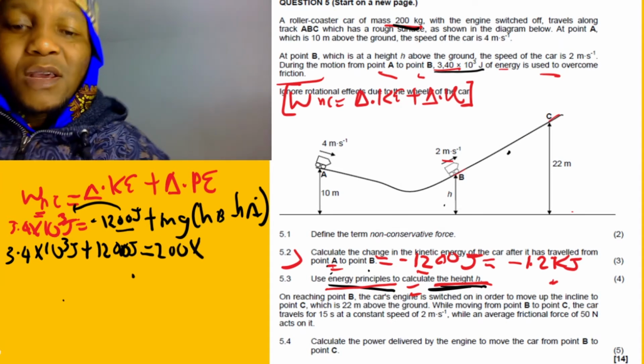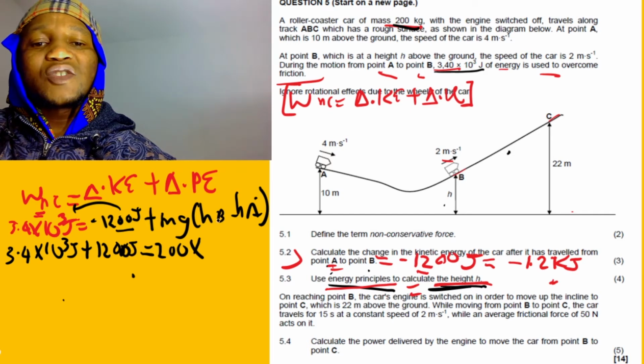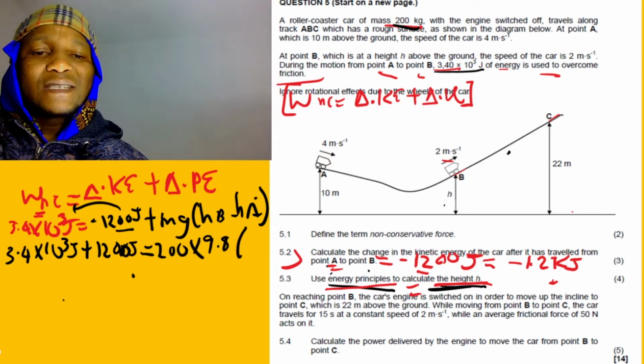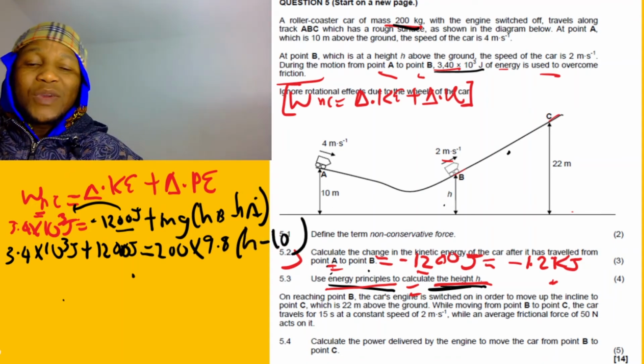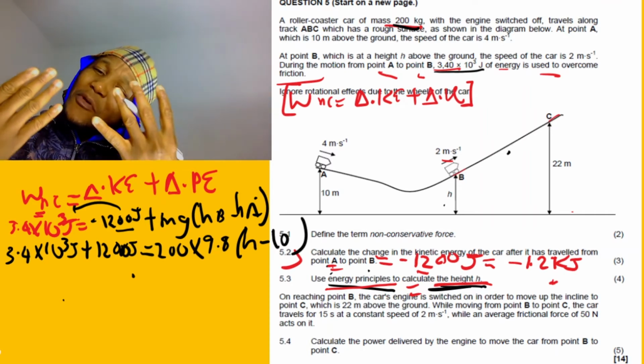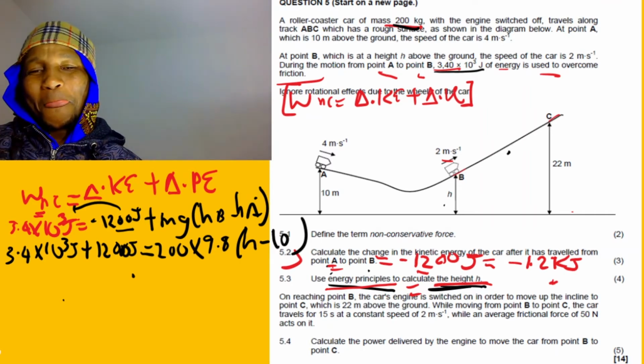Okay, what is the gravitational force? Gravitation 9.8. Okay, what is the height at B? Just a height. H at A equals 10. So what we can do, we can just make the height the subject, and we're going to be finished. It's easy like that, fam.